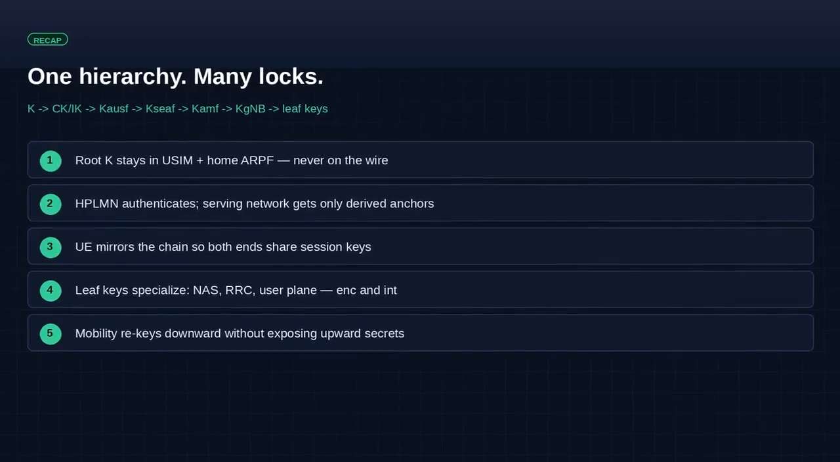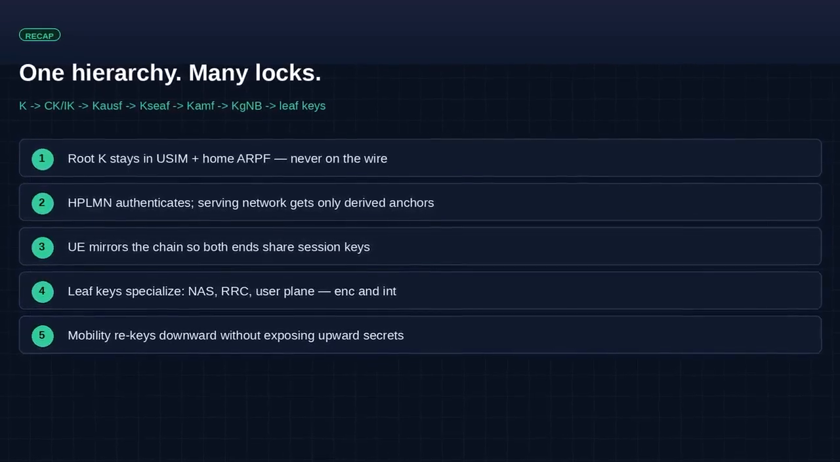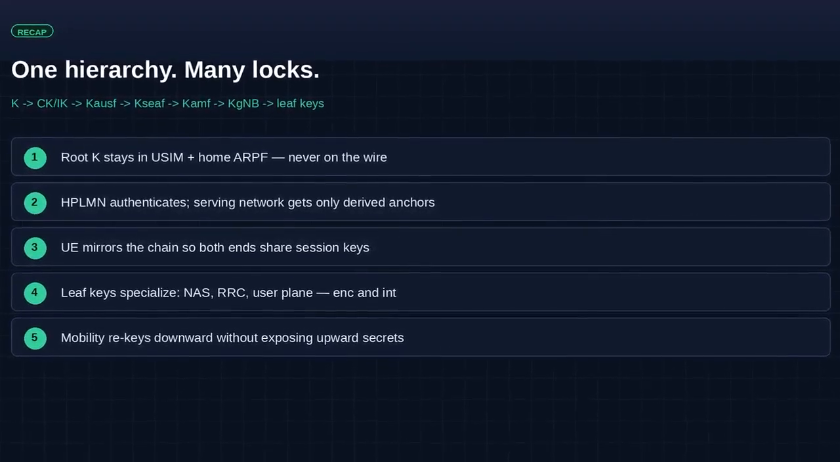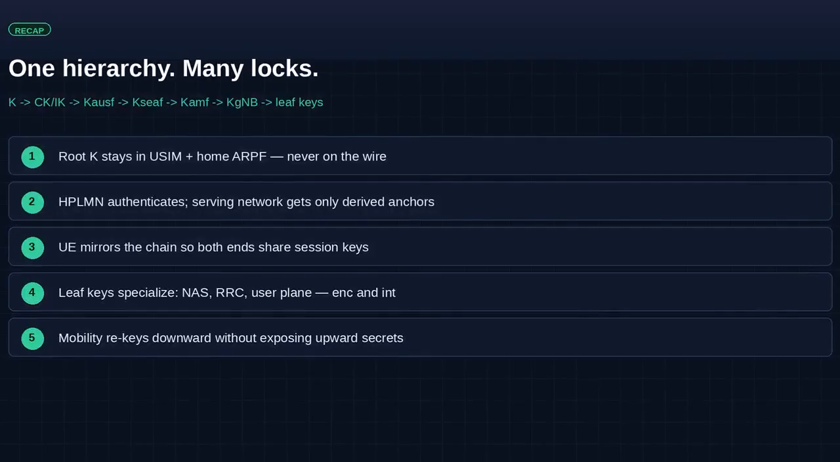One hierarchy, many locks. Remember the chain: K to CK and IK, to KAUSF, to KSEAF, to KAMF, to KGNB, to the leaf keys that protect NAS, RRC, and user plane. Root K stays in the USIM and the home ARPF, never on the wire. The home network authenticates. The serving network receives only derived anchors. The UE mirrors the chain so both ends share session keys. Leaf keys specialize by plane and by encryption versus integrity. Mobility rekeys downward without exposing upward secrets.